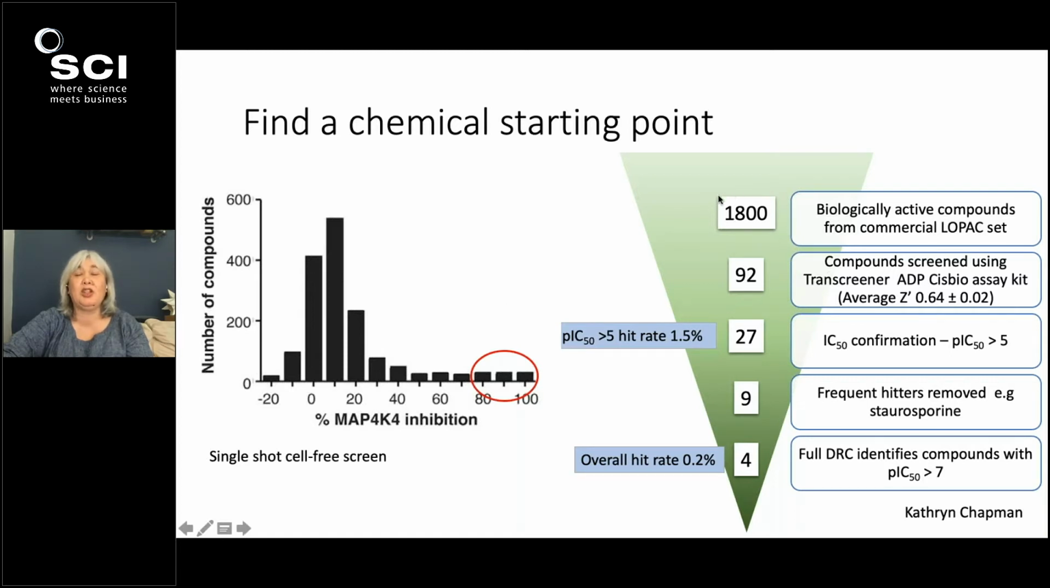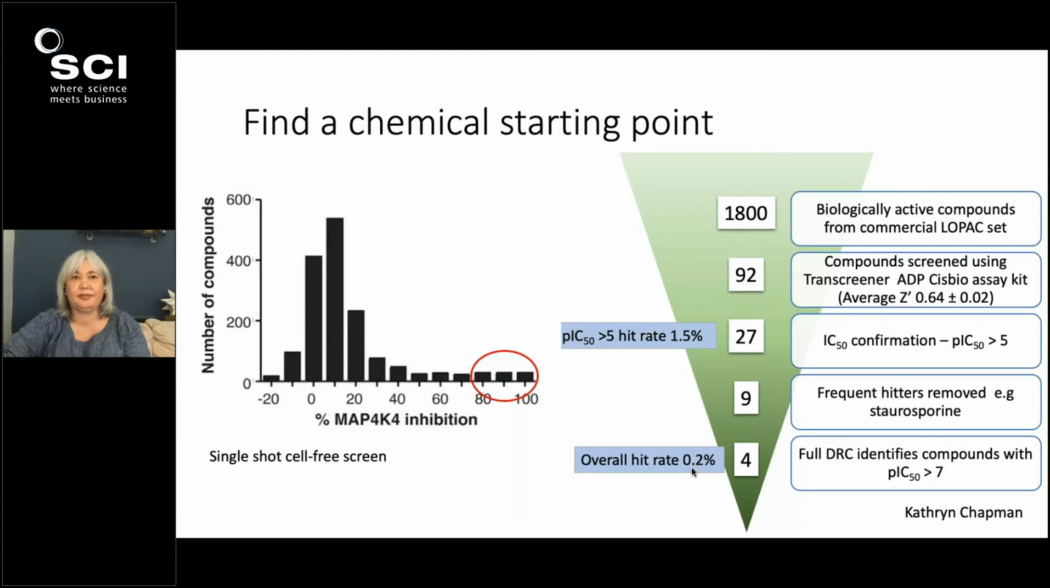It's a commercially available set of biologically active compounds of around 2,000 compounds, which were tested against the kinase domain in a single-shot cell-free screen. Any compounds that inhibited the activity of the protein by more than 80% were further characterized and filtered down to a set of 4 compounds fully characterized which had pIC50s of above 7. So this would be 0.1 micromolar. So we've got an overall hit rate of 0.2% here, very similar to what we would have expected from this kind of wet screen.